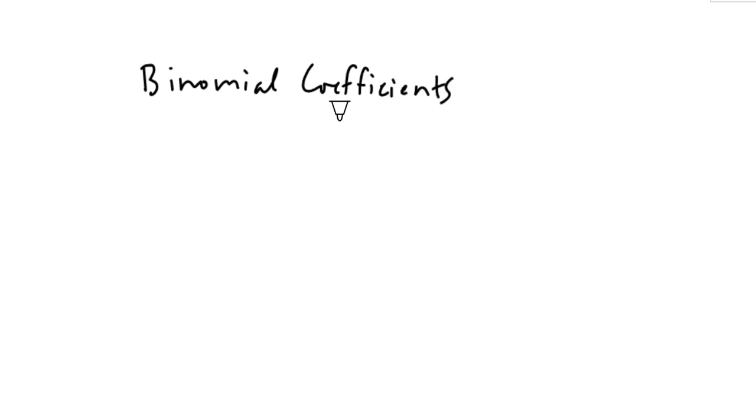Let's take a look at how we can count something really basic using groups. Namely, there's something called a binomial coefficient. And what does it count? It counts the number of ways there are of choosing something from something else of a certain size.